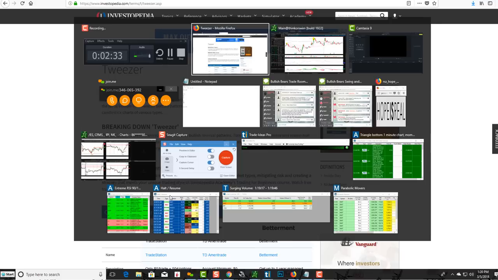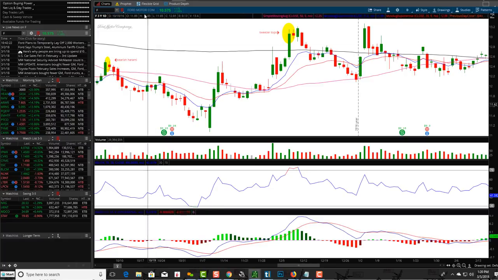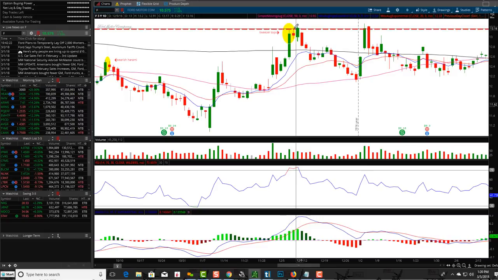So let's go and take a look at Ford. We will go over here, F. You're going to see here, this is a really nice looking one right here. Big green real body right here, forms a top, right? And then you're going to see the second real body here, or the smaller candlestick here. You see, if I do a drawing right across here, if you look, they have the same top.